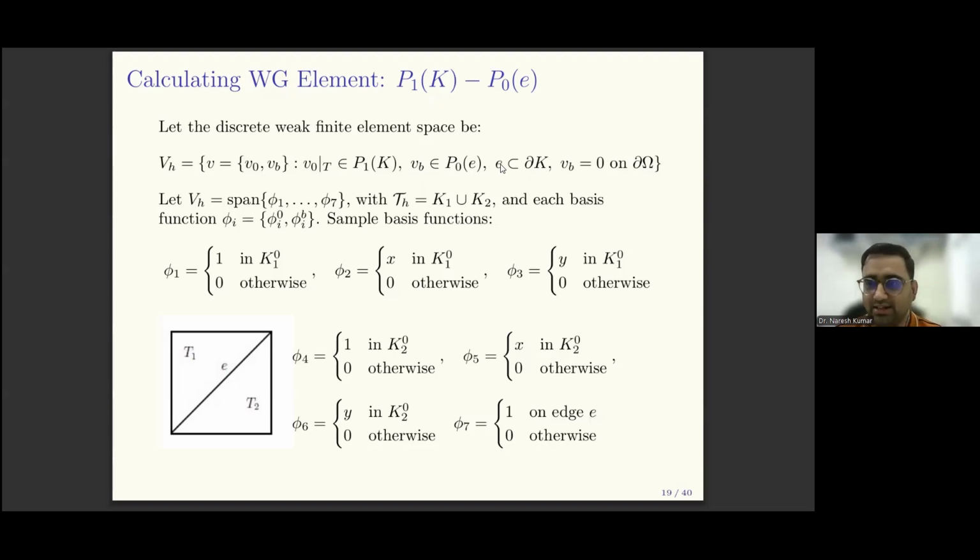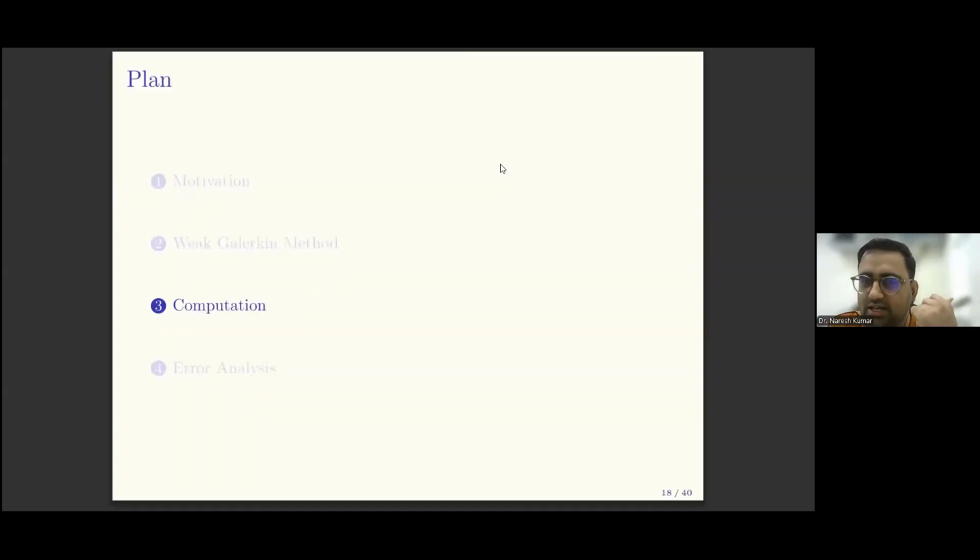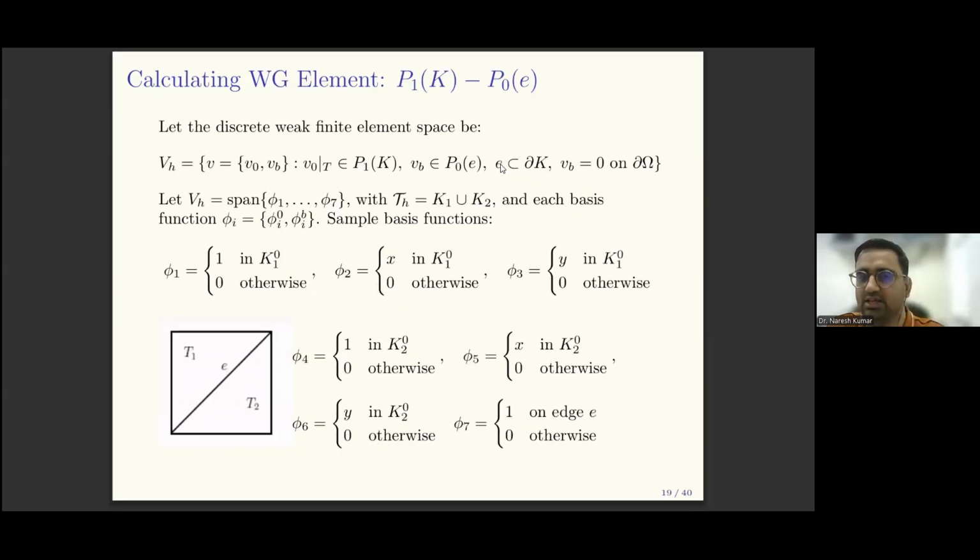Okay, then it is a finite dimensional space. So definitely, if you think about the classical finite element method, then VH should be spanned by some basis function. So here the same idea we are applying. Here you can see in the interior, there are 3 degrees of freedom.